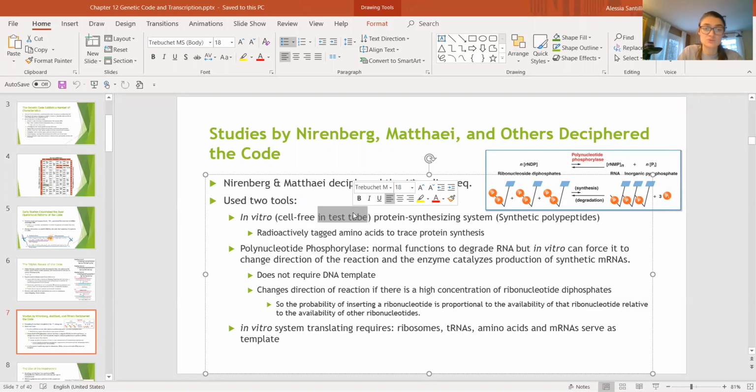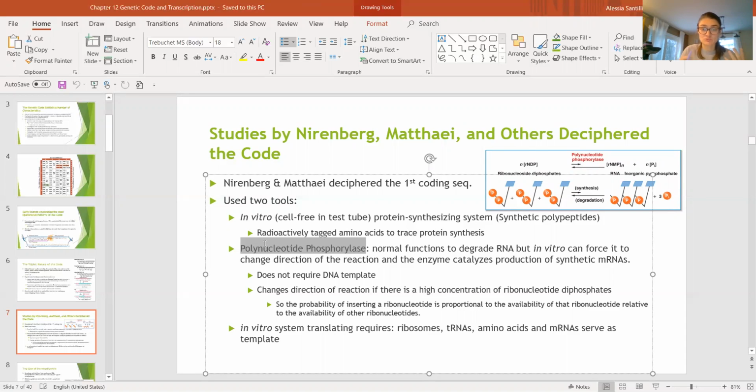And the other thing that they did was that they radioactively tagged each amino acid so that each amino acid was different from the other. So they knew which ones were incorporated and which ones weren't. Then they also used this particular enzyme here called polynucleotide phosphorylase. Now, polynucleotide phosphorylase usually digests and breaks down RNA into its individual building blocks. That's usually what happens. But if you put it in a test tube and you put in building blocks, so ribonucleotides, it actually puts the ribonucleotides together. It doesn't do so perfectly.